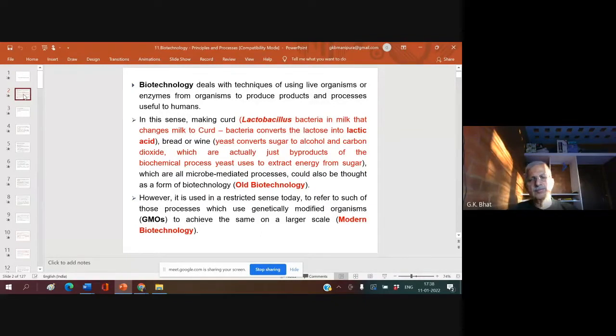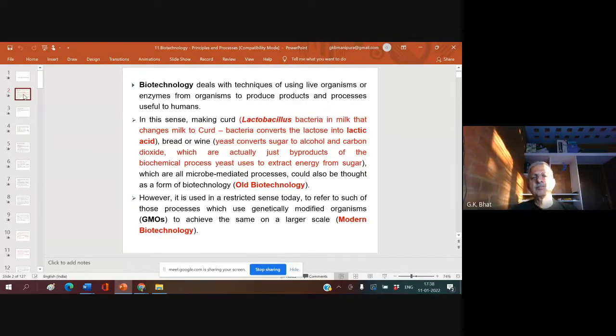In this sense, making curd, you already know, lactobacillus bacteria is involved in it. Making bread or wine, we have already learned, yeast converts the sugar to alcohol and carbon dioxide, which are actually just byproducts of the biochemical process. Yeast uses it to extract energy from sugar, which are all microbe-mediated processes.